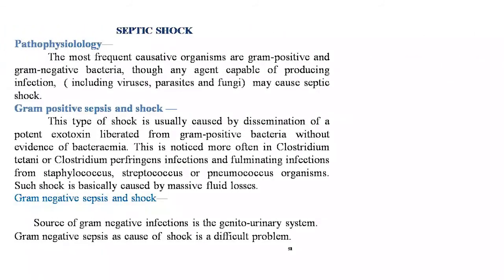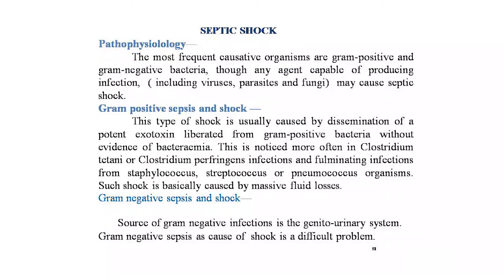Now, the next shock type is septic shock. During the past few years, there has been a progressive increase in the incidence of septic shock. The most frequent causative organisms are gram-positive and gram-negative bacteria, though any agent capable of producing infection, including viruses, parasites and fungi, may cause septic shock.